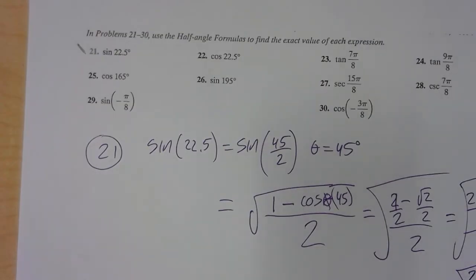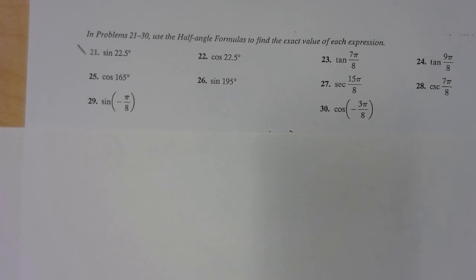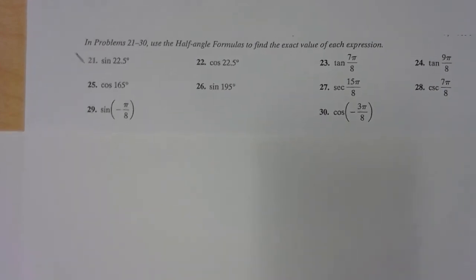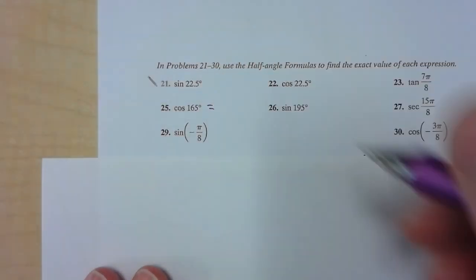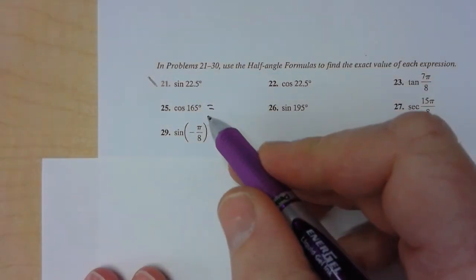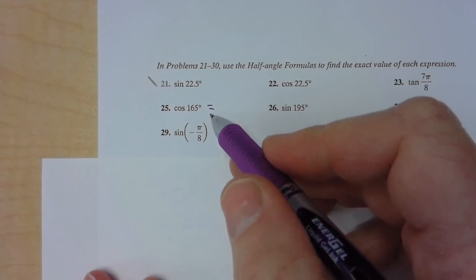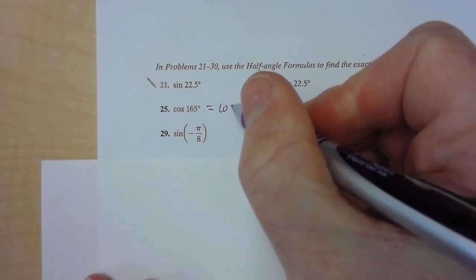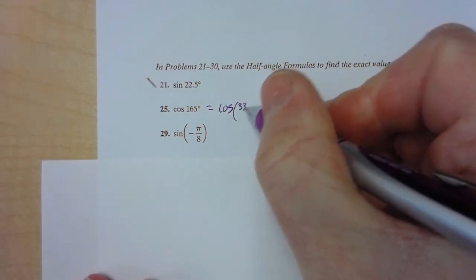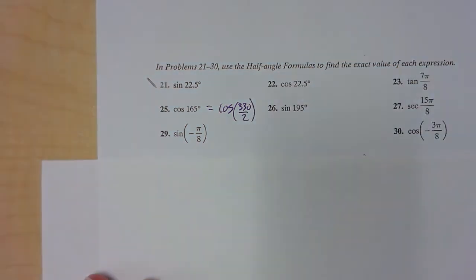I need another piece of paper. 21. So 25, I want you to try. And you can do the half angle on that. And the half angle on that would be 330 divided by 2. So if you do cosine of 330 divided by 2, that's kind of what's happening there.